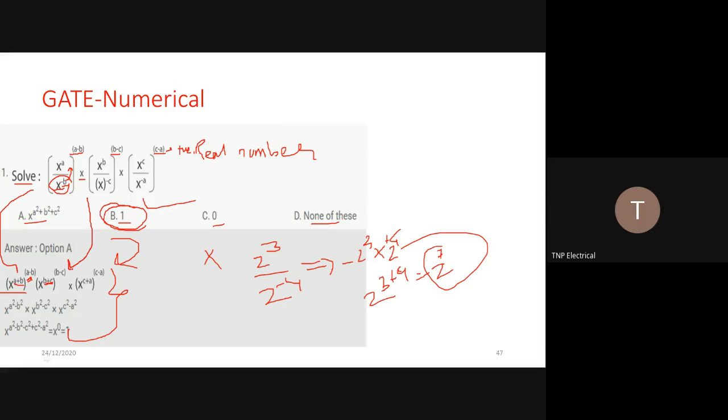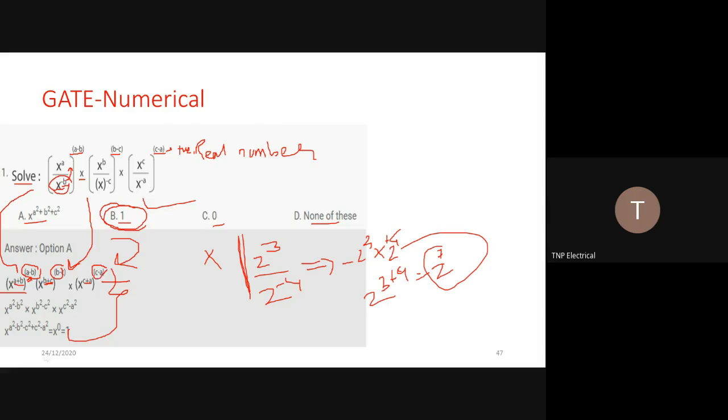Why we are writing this? This is the explanation here. Next is x to the power c upon x to the power minus a. You can represent it as x to the power c plus a. And now we have this power again, a minus b, b minus c, and c minus a.